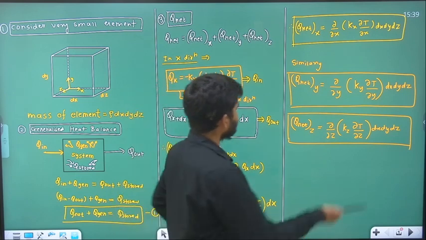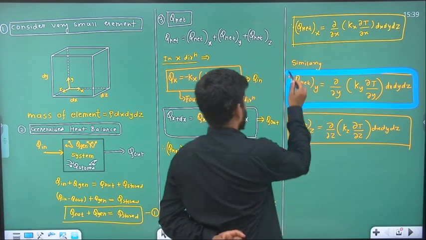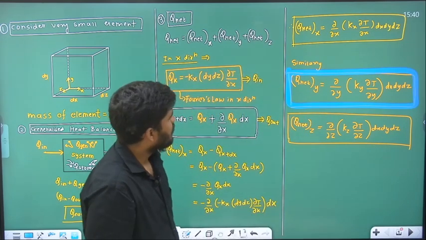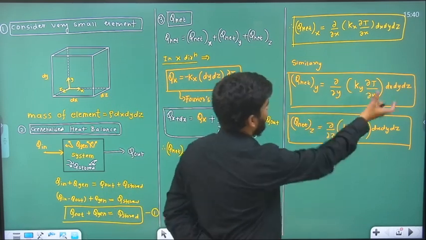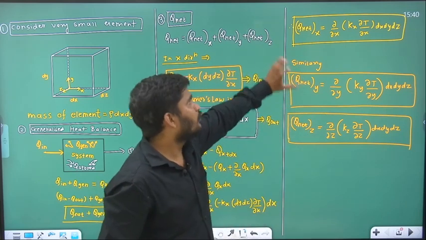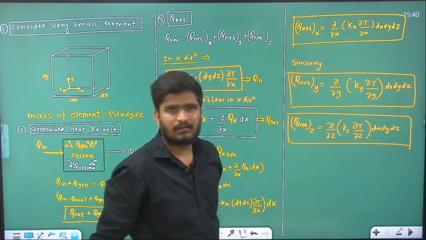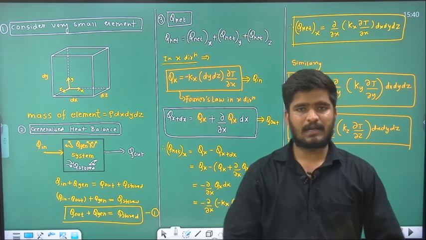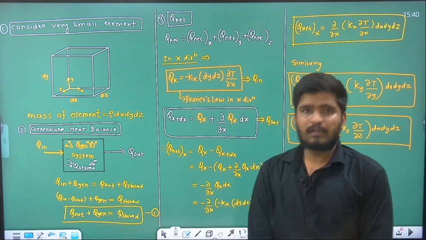So similarly, you can write this expression like q net in the y direction will be equal to ∂/∂y of ky ∂T/∂y, and then dx dy dz. See, there is a specific pattern. If you write down q net in the x direction, then you can directly write these expressions for the y and z directions. Okay, fine. So we are done with q net.